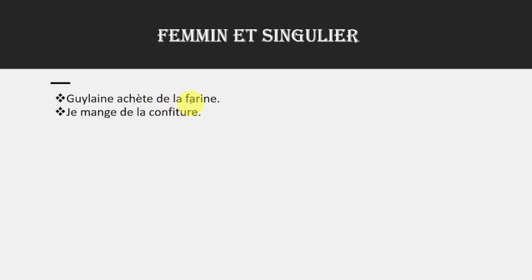Guylaine achète de la farine. You know, like when you're baking a cake, we use the farine, flour. Guylaine achète de la farine. Je mange de la confiture. So this is the one we are using here. De la confiture. De la farine. Because it's feminine, that's why we use this. I'm not going to say du farine. No, de la farine. De la confiture.